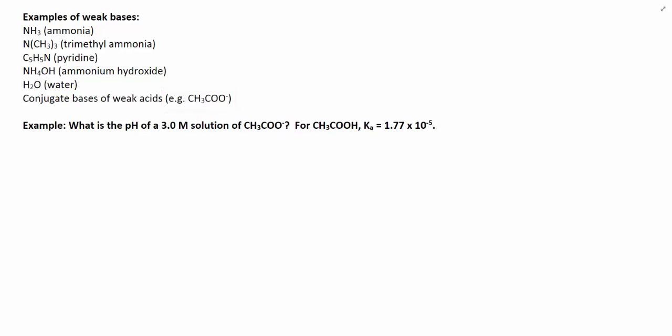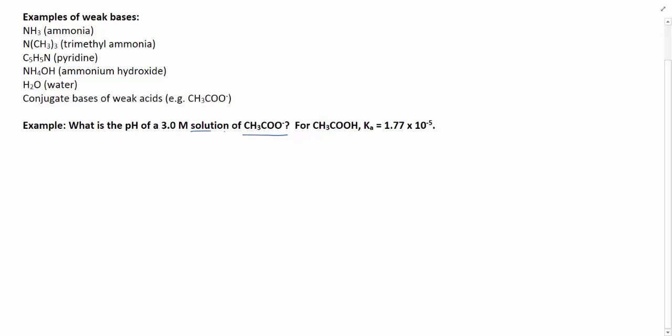If you were asked for the pH of a 3 molar solution of acetate ion and you were given the Ka of acetic acid of 1.77 times 10 to the negative 5, then the first thing we need to do is recognize that CH3COO- is an example of a weak base.